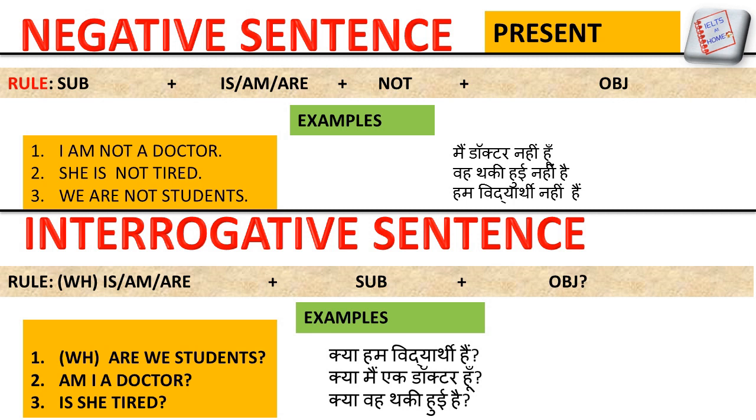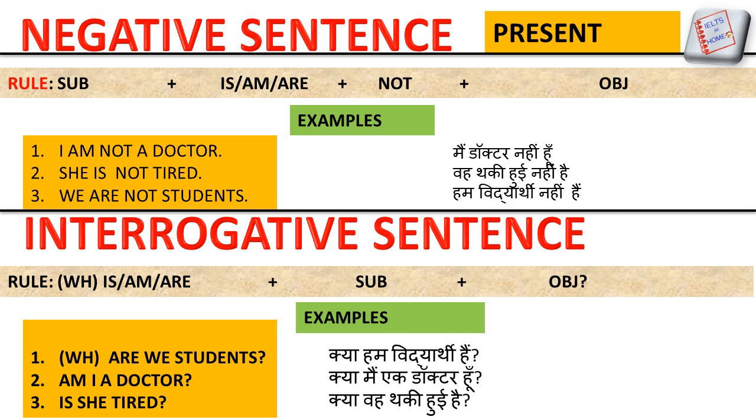And for making interrogative sentence, put the is am are or helping verb in the starting of the sentence and then write subject and then object with question mark at the end. And you can also make this sentence with WH families like what, when, why. We will discuss these later.